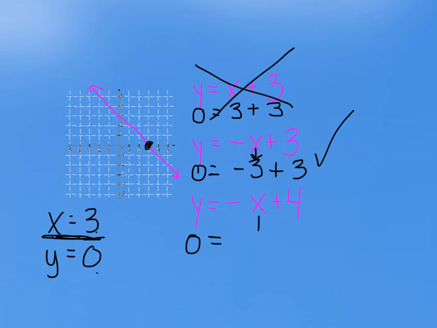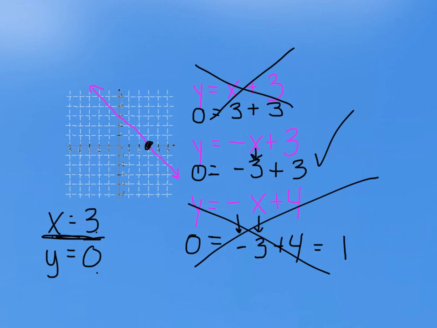So again, this is kind of like the last one. We're replacing x with 3. That negative symbol will still be there. And we add 4. So is 0 the same thing as negative 3 plus 4? No, because negative 3 plus 4 is 1. So that does not work, which means our correct equation was this one here, y equals negative x plus 3.